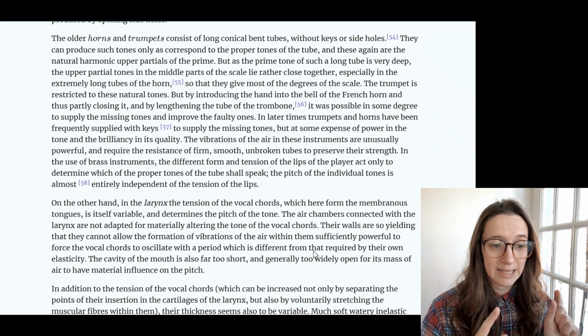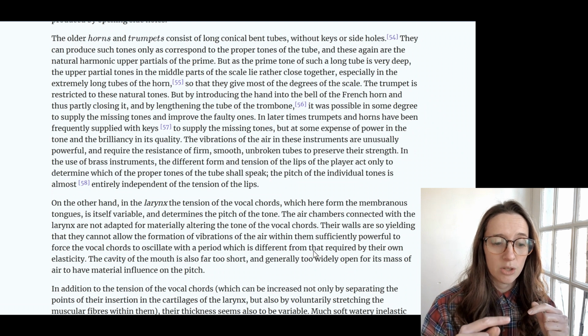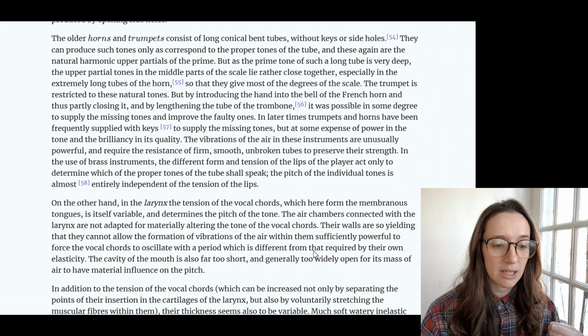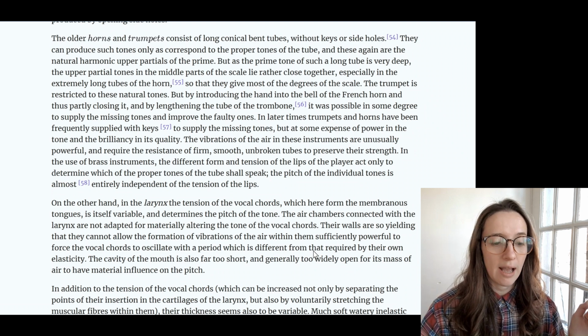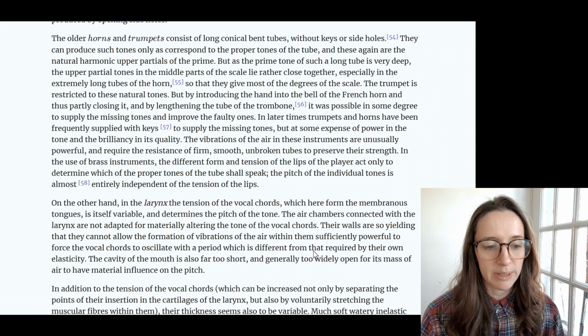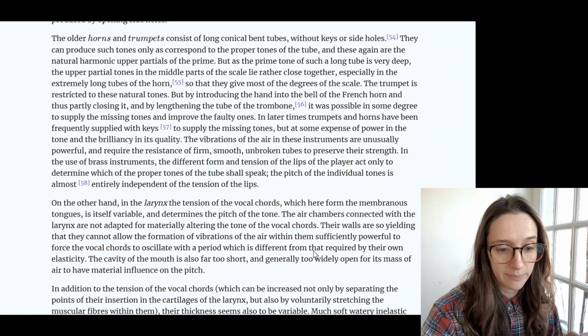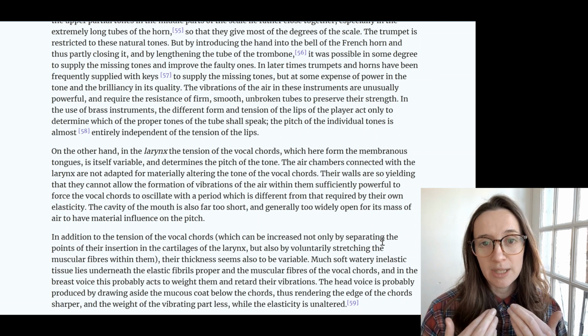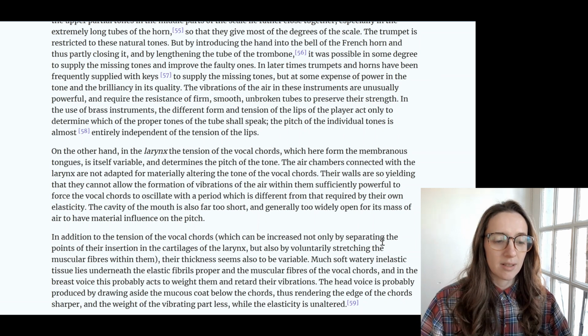Horns and trumpets, it's the same idea, but the tube itself is much longer, so the prime tone is much deeper, which means we can hit more notes of the scale as we're going higher in the upper partials. And of course, modern trumpets have keys as well, so we can hit every note chromatically. And horn players change which partial speaks by changing the tension of their lips.